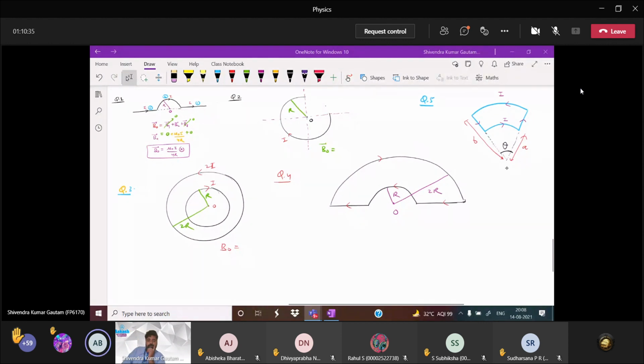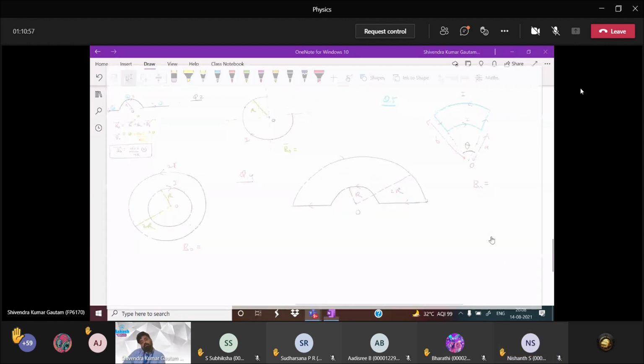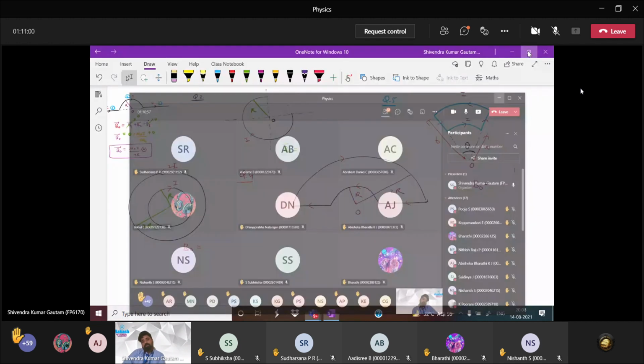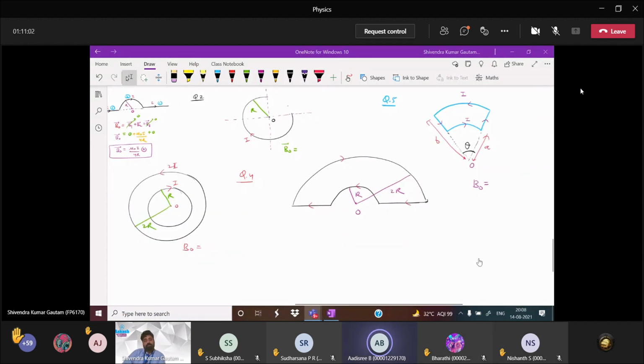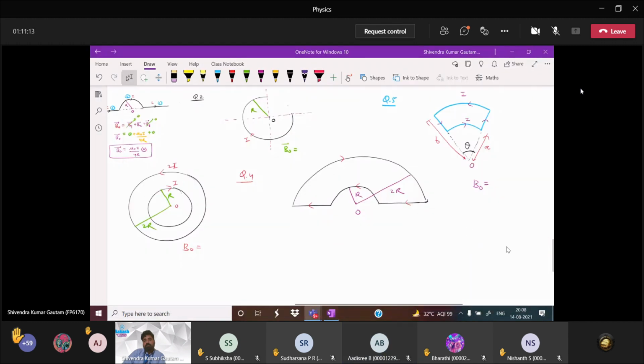Sir, I don't know how to do the fourth one. Try it, then only you will know how to do it. If you just say you don't know by seeing it, how will you do it? Sir, I tried, but I had doubts whether we must add. If the directions are the same, add. If the directions are opposite, then subtract.